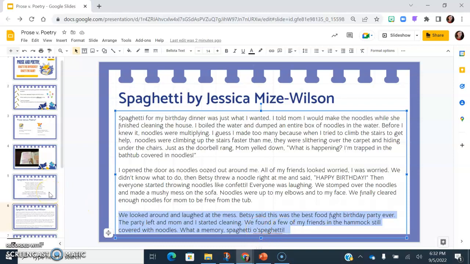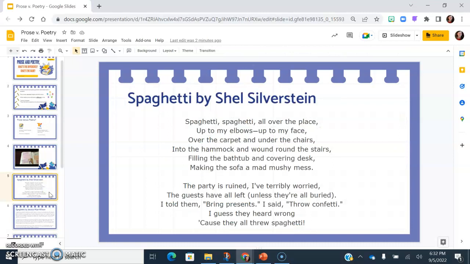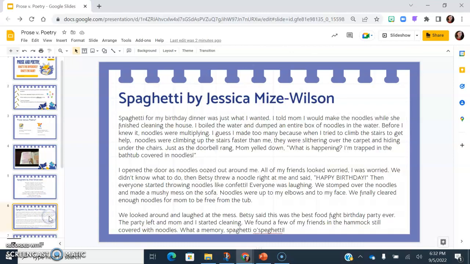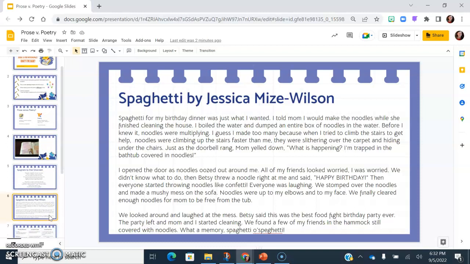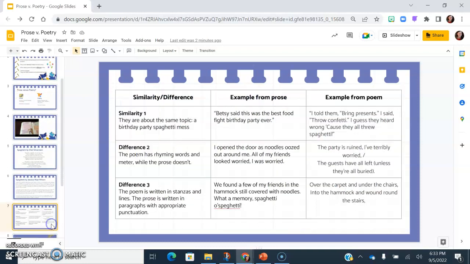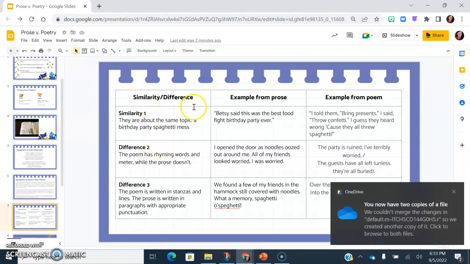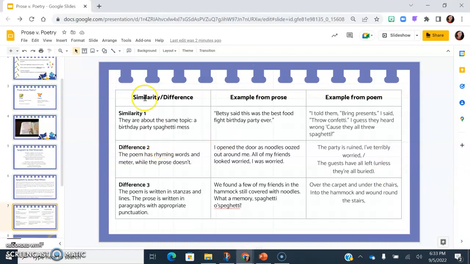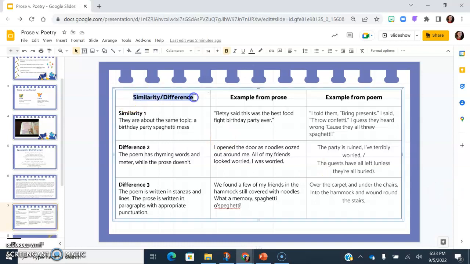So, thinking about reading Shel Silverstein's Spaghetti and then telling my own version in prose, I want to compare and contrast and talk about how the prose and the poem were similar and different. I'm going to lift a line from the prose and a line from the poem.